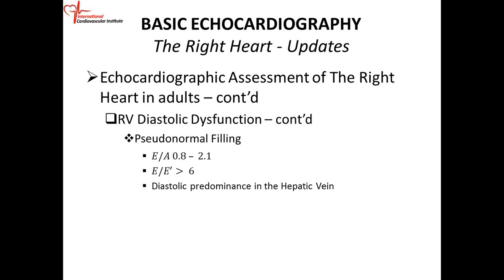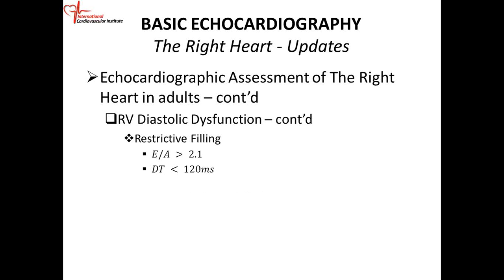The E to A ratio is between 0.8 and 2.1, and the E to E prime ratio is greater than 6. Then you have diastolic predominance in the hepatic vein. So that's pseudonormal. Remember, impaired relaxation, your E to A is less than 0.8.